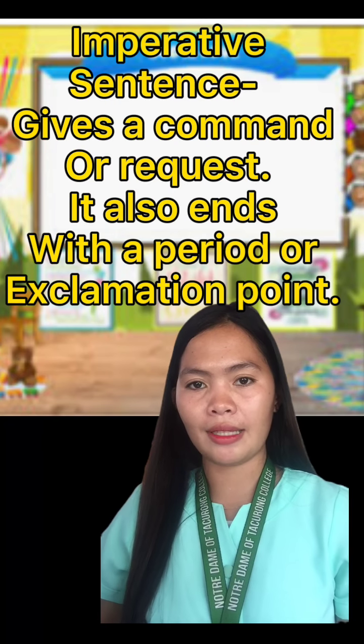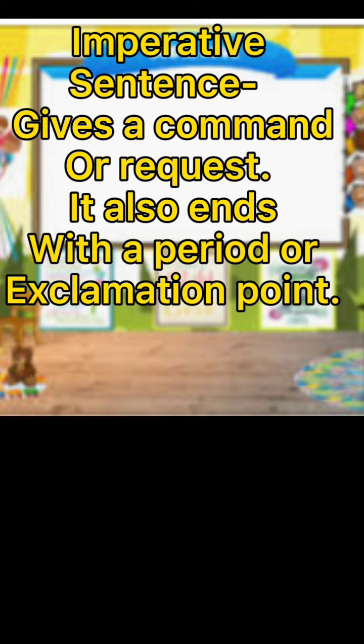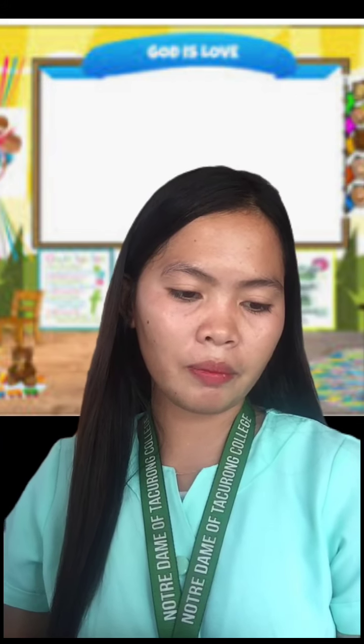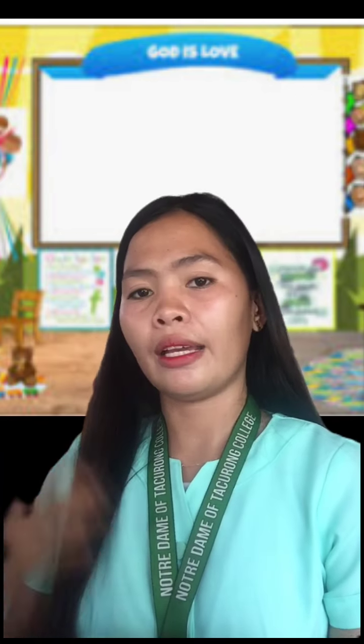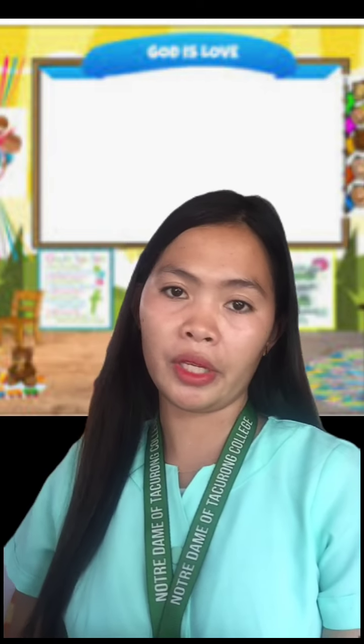which is the imperative sentence. Who can read the imperative sentence? Imperative sentence gives a command or request. It also ends with a period or exclamation point. Thank you. Now let's check the example sentence. It ends with a period, but that does not mean it is a declarative sentence. Can somebody explain to me why an imperative sentence also ends with a period? It's because the sentence is not stating a fact or opinion, it states a request.